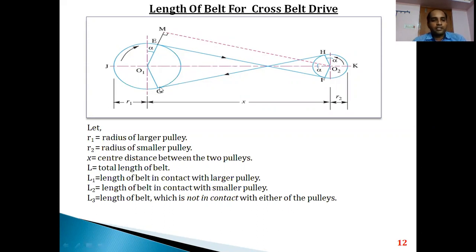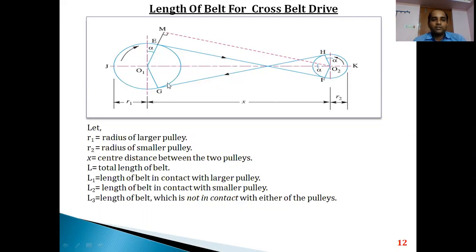As discussed earlier, we already know that a cross belt drive is a system where the driver pulley and the driven pulley both are rotated in opposite directions. So here, if you see in the figure right now, the larger pulley of radius R1 is rotating in clockwise direction, whereas the smaller pulley is rotating in anti-clockwise direction, which you can see right now here.